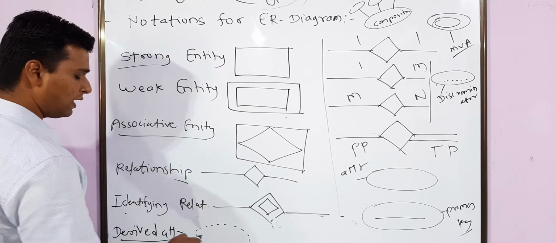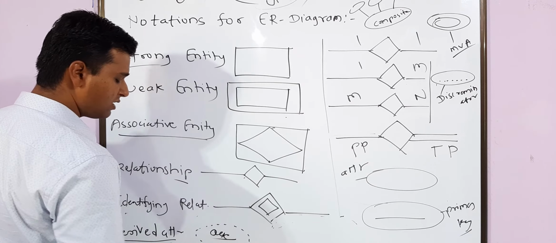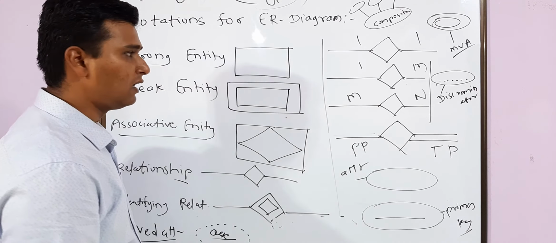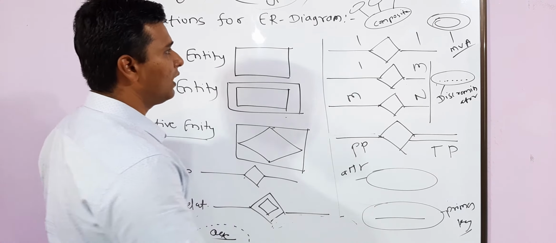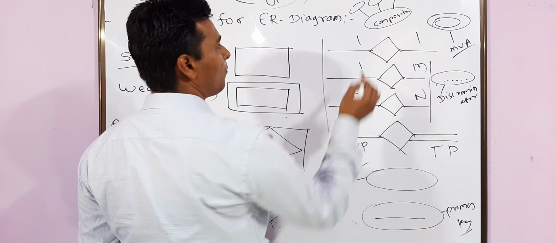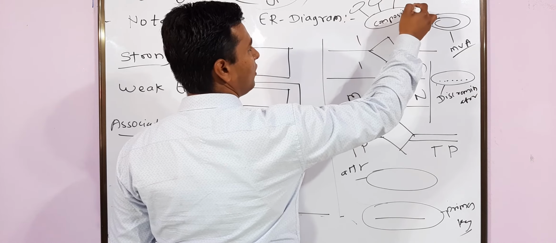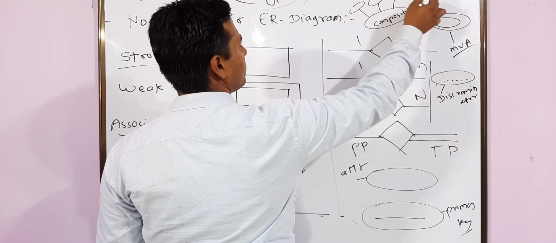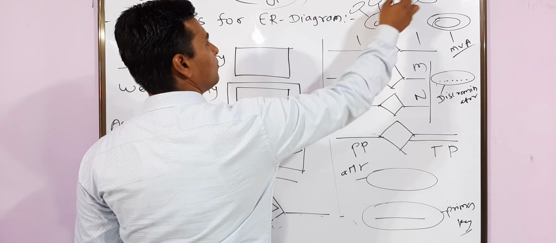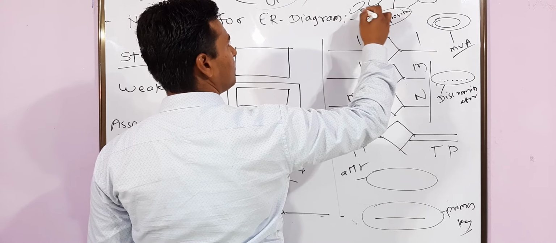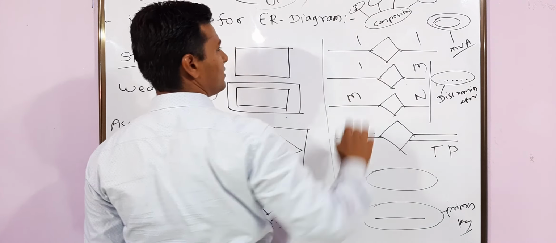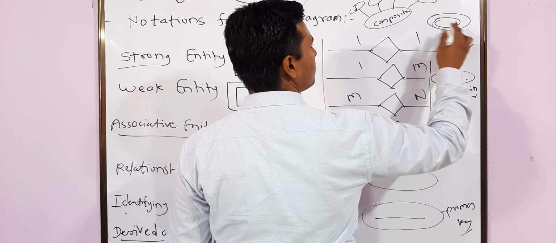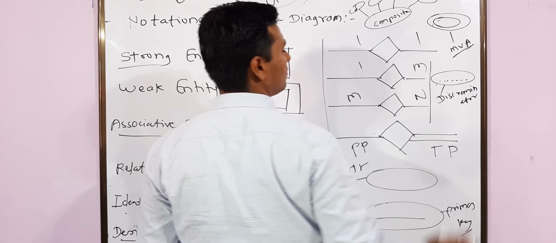Then the derived attribute. I told you age is a derived attribute, so that will be represented with a dotted ellipse. Then you will have the composite attribute, which has a symbol like this, because you can see the decomposed attributes. A composite attribute can be a name, so first name, middle name, last name, etc., will be a composite attribute. This is the notation for a multi-valued attribute, represented in a double ellipse.